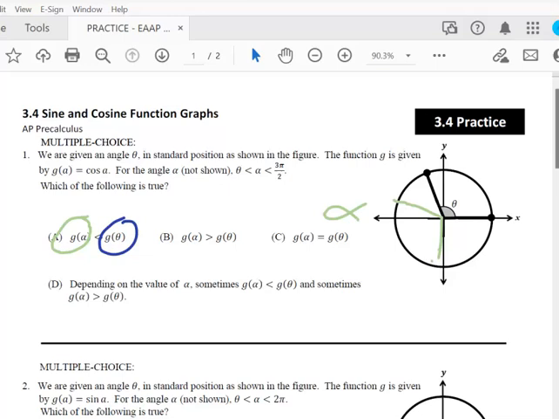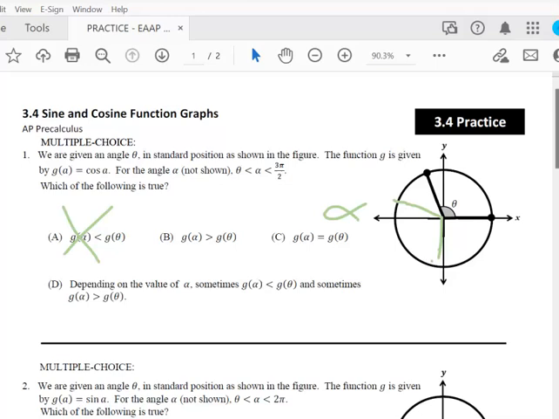So I can draw one alpha angle and it would have a bigger x-coordinate. I can draw a different alpha angle and it has a smaller x-coordinate. So what does that tell you about this first statement? Is it absolutely true? No, we don't know. So that's not true.